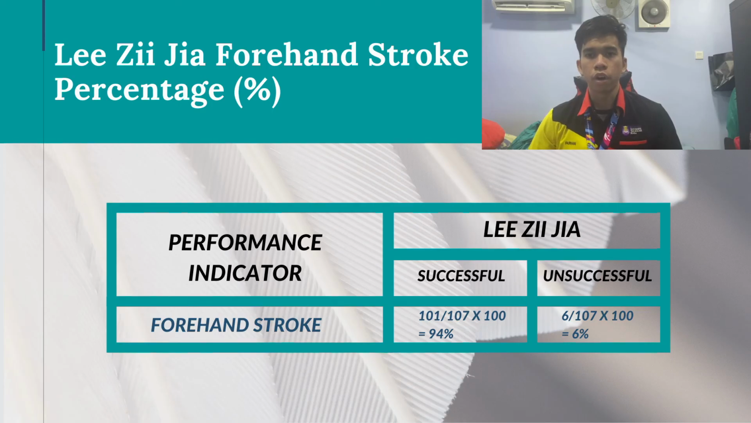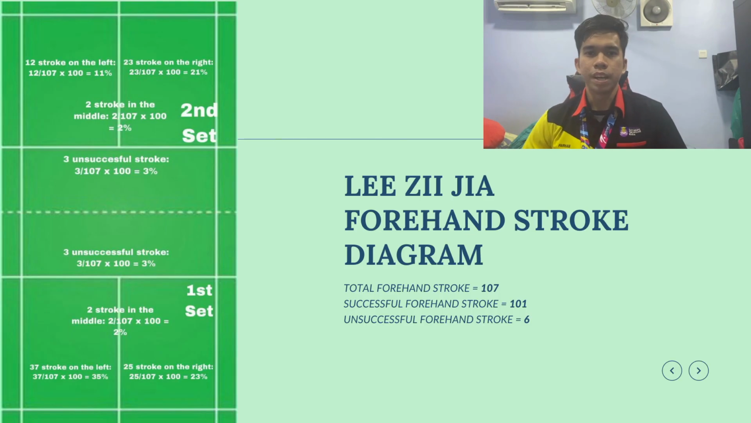This is the outcome for the performance indicator of forehand stroke. As you can see, again, this is divided into successful and unsuccessful, where successful forehand strokes executed by Lizizia are 101/107, which brings us to the percentage of 94% successful forehand strokes. On the other hand, unsuccessful forehand strokes made by Lizizia are 6, which brings us to 6% unsuccessful forehand strokes. Now, let's take a look at the diagram for forehand stroke.